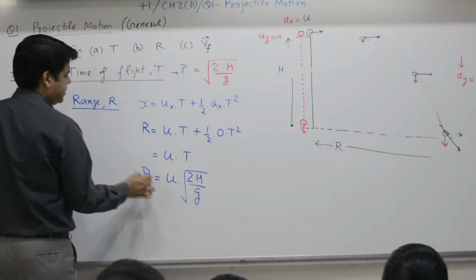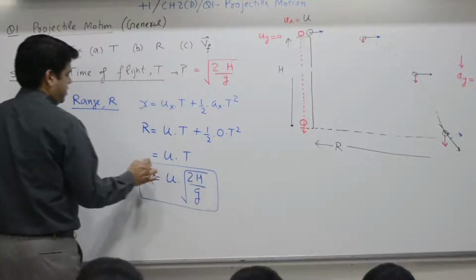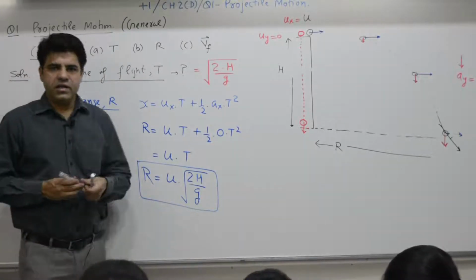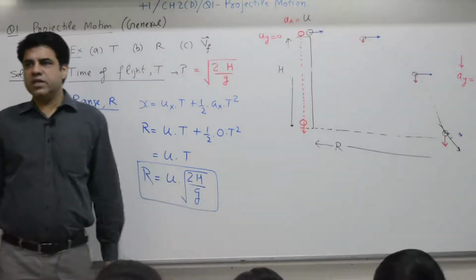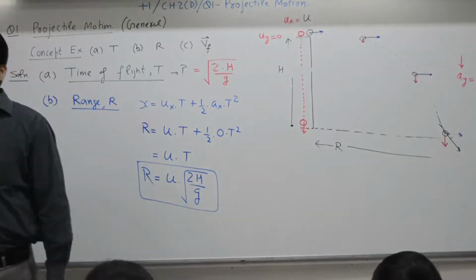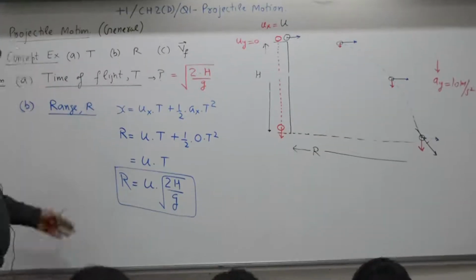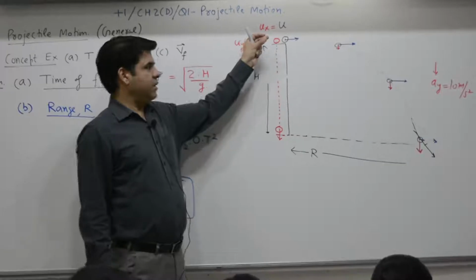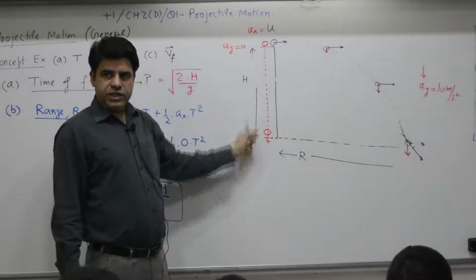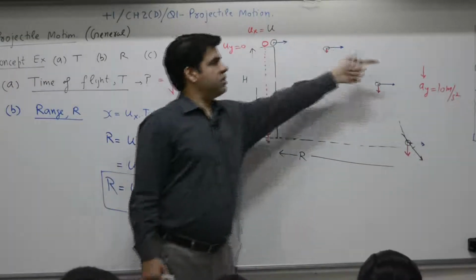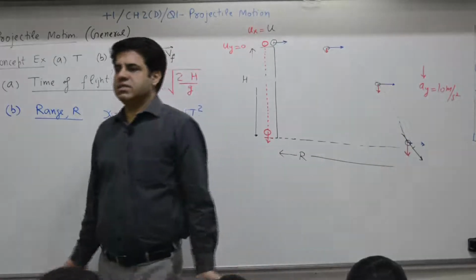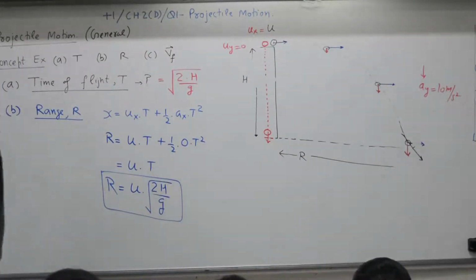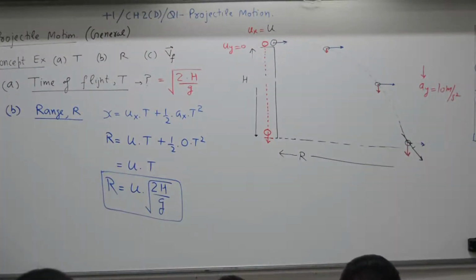So range is equal to u times the square root of 2h by g. You can use this formula if u and h are given and get the answer immediately, but in case you don't remember the formula, immediately apply h is equal to 1 by 2 g t square, find t, and u into t gives you the horizontal distance covered. 9th class knowledge. Now try the third part.